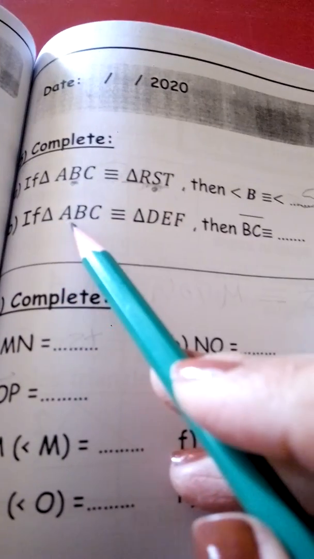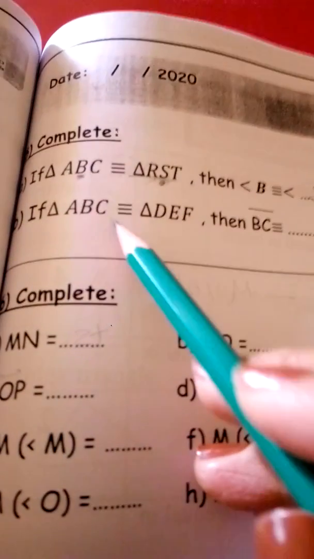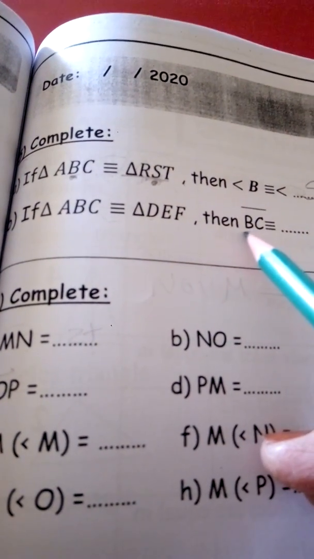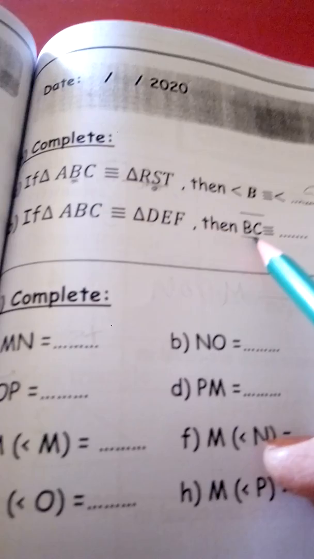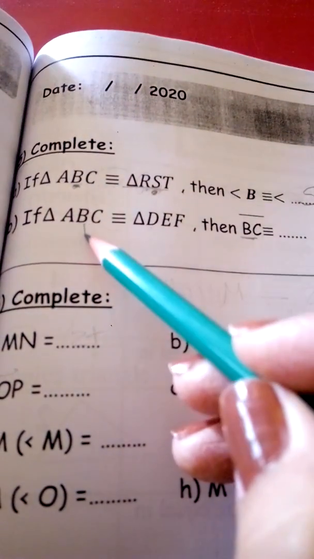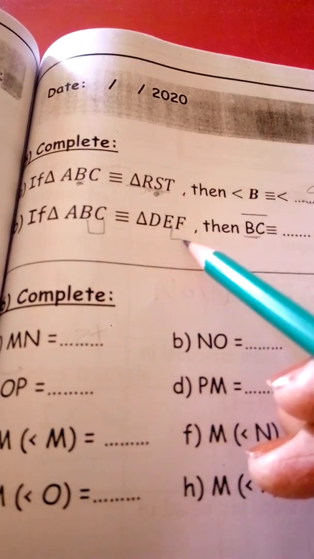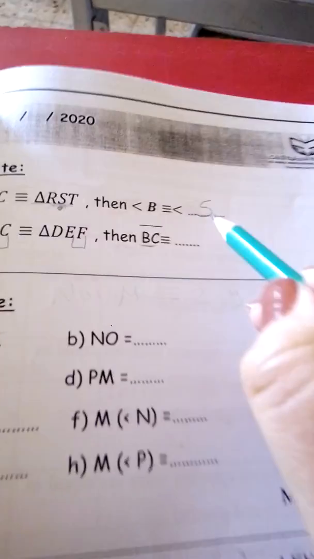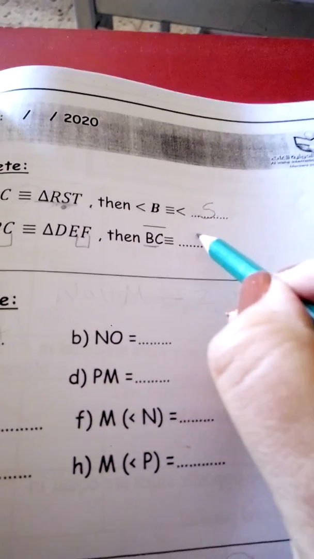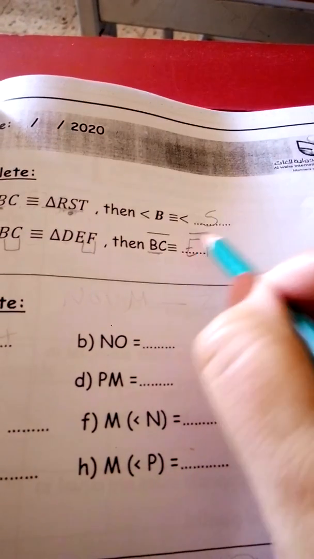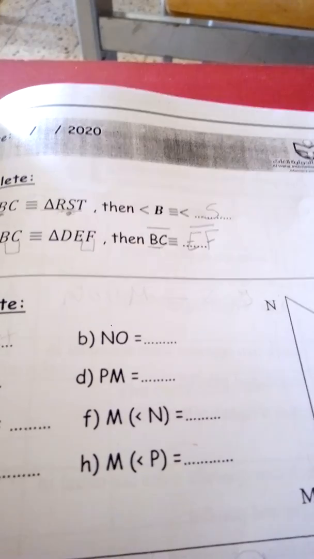Here triangle ABC is congruent to triangle DEF. Then BC ده side يبقى BC second and third يبقى برضو هاخد second and third. يبقى BC is congruent ل EF. تمام كده.